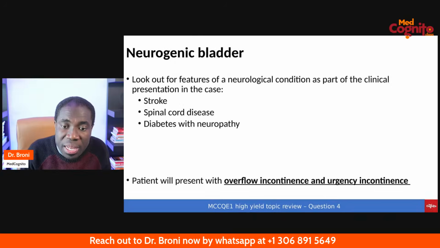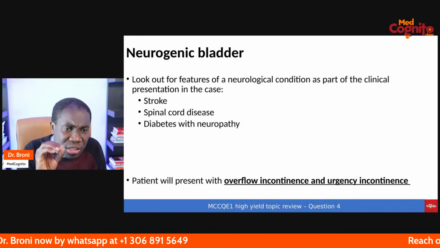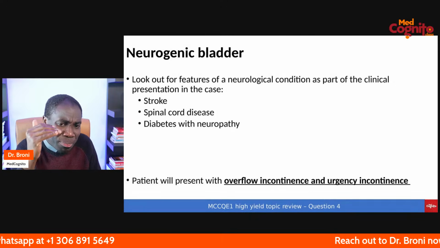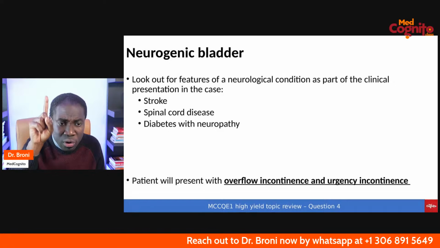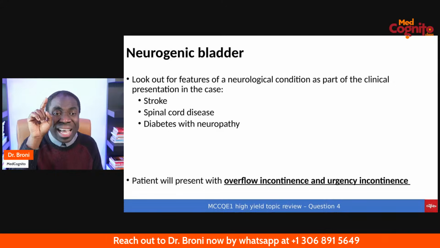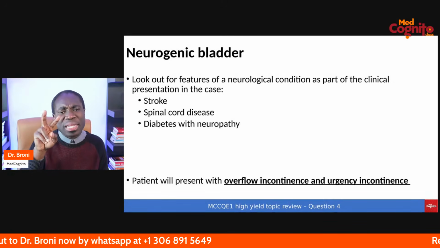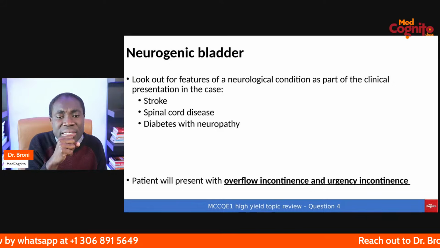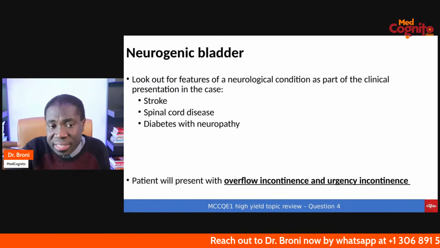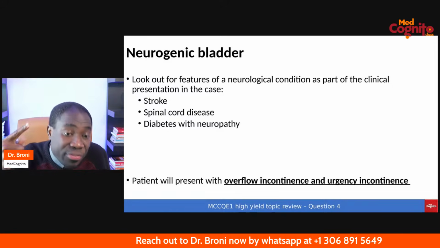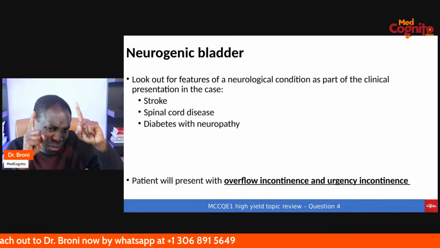Okay, good. Now, neurogenic bladder. Look out for features of a neurologic condition as part of the clinical presentation. And what are the common features I want you to look out for? If you are told that the patient had a stroke. Number 2, if you are told that the patient has spinal cord disease, or if the patient has poorly controlled diabetes, which has led to neuropathy. Boom. That tells you that this is a case of neurogenic bladder.